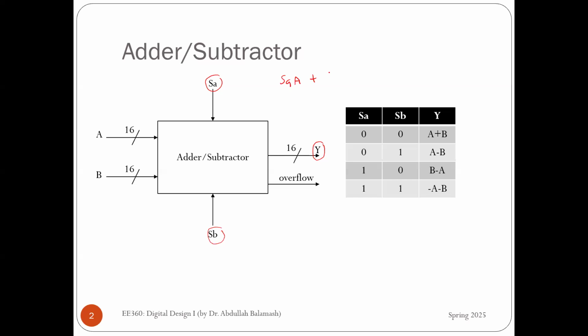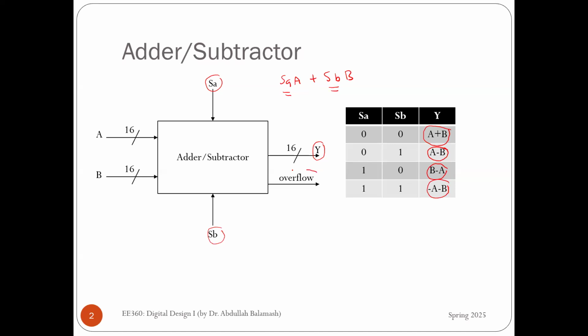SA A plus SB B. So this is a sign in front of A, and this is a sign in front of B, and this is an add operation. So if this is 0 and this is 0, we'll have A plus B, because both are positive. If this is 0, this is 1, we'll have A minus B, because the sign in front of B is negative. If this is 1 and this is 0, we'll have minus A plus B. If both are negative, SA and SB, so it means 1 and 1, we'll have minus A minus B.